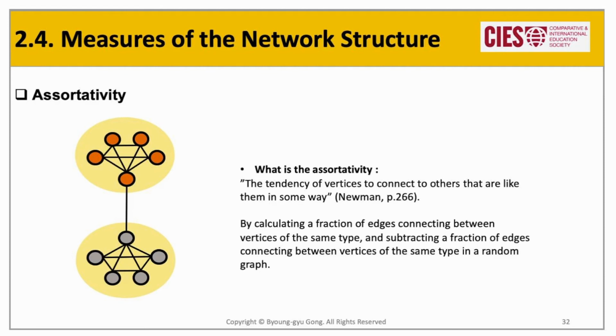Assortativity score ranges from -1 to 1, and once we get a negative score, it means that there is a reverse tendency of vertices connecting to others having different characteristics. Such dissortativity prevails in the neural net and food web in biology.